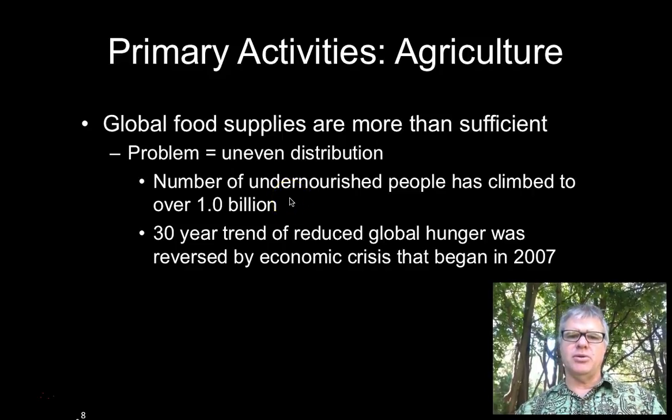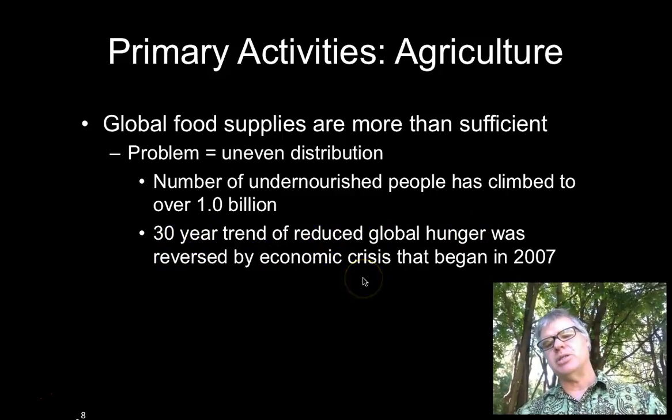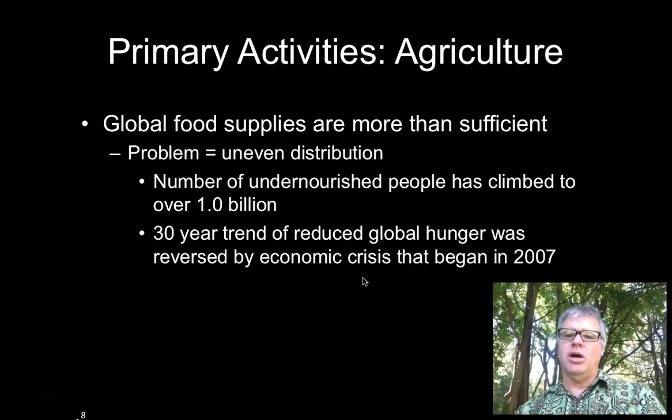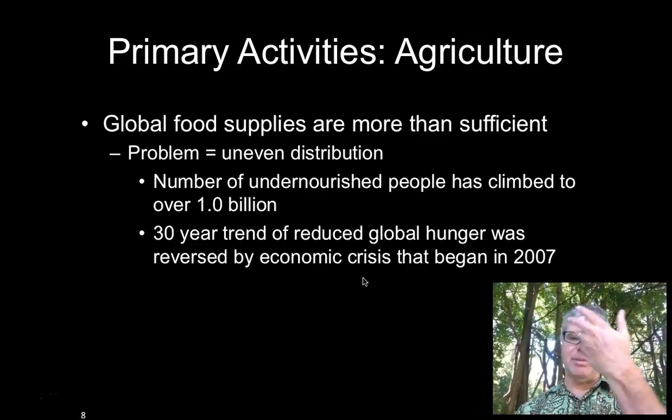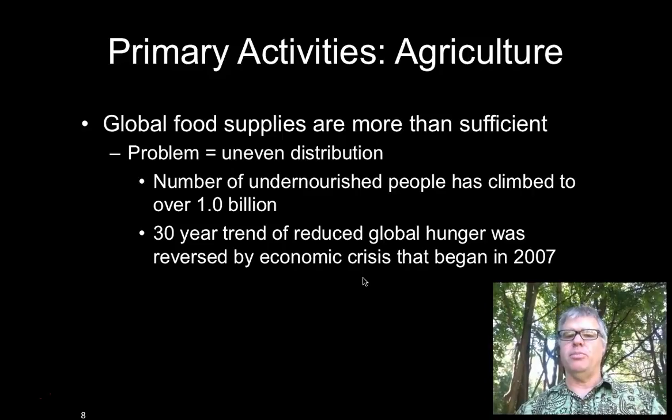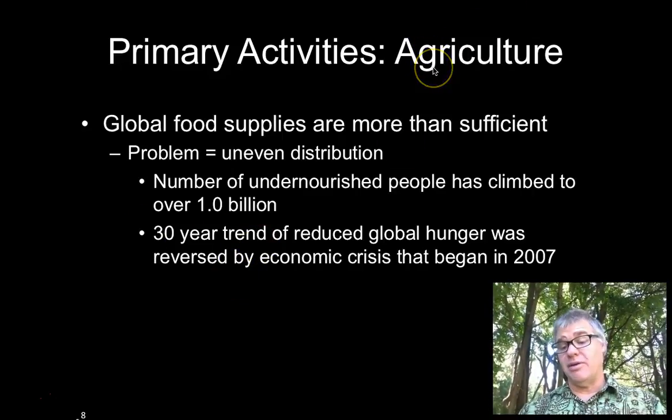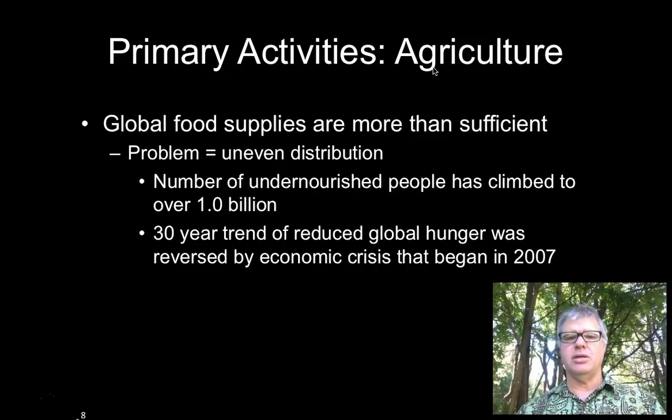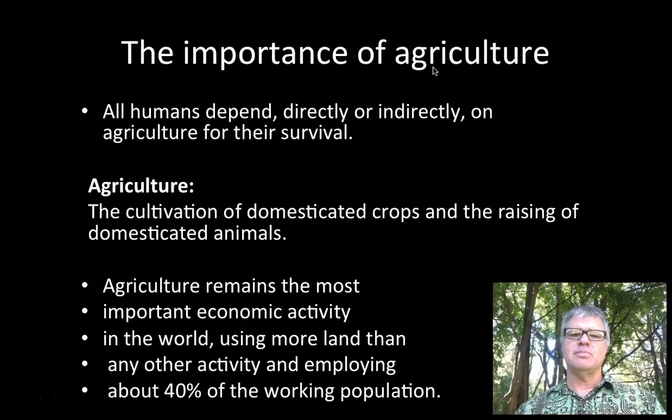Suffers from undernourishment. And so it says here, the 30-year trend of reduced global hunger was reversed by the economic crisis that began in 2007. So hunger was getting better and better, but then the economic crisis plunged things back downward a bit. And so this is still a very big concern. And so agriculture obviously is very important when we're talking about how we feed our whole population.